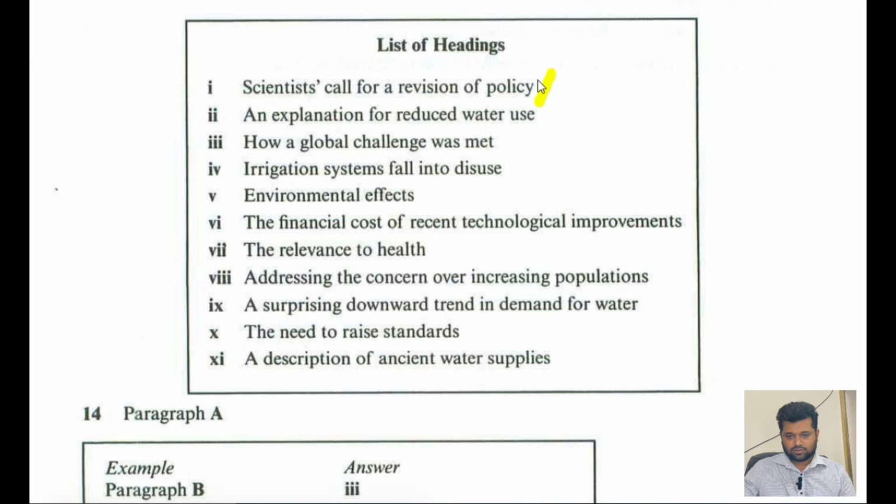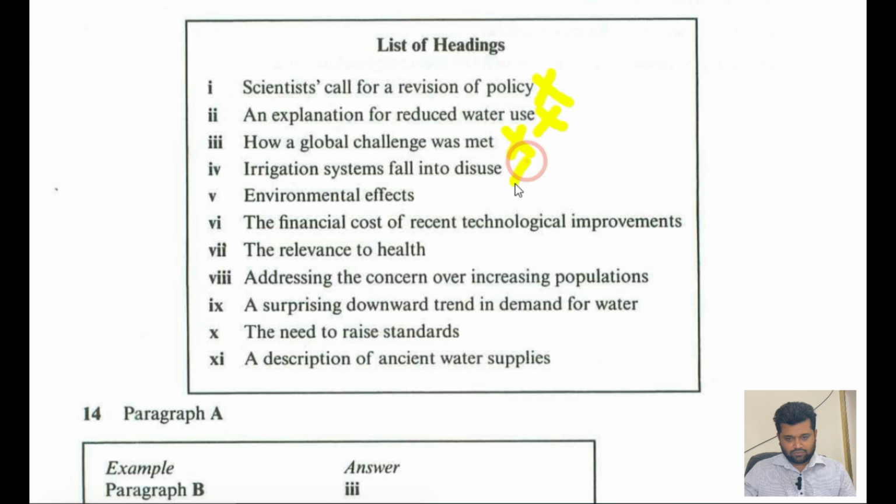Cross, eliminate the one. An explanation for reduced water use. We don't find any kind of water reductions here because ancient people also used a lot of water. We see our global challenge. No, there is no global challenge here, only the Roman Empire we find, so this one is also eliminated.